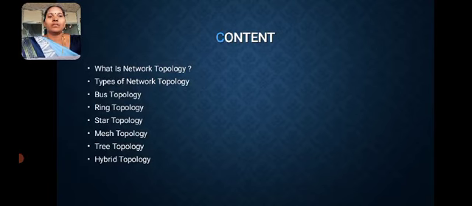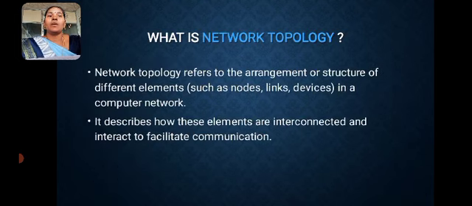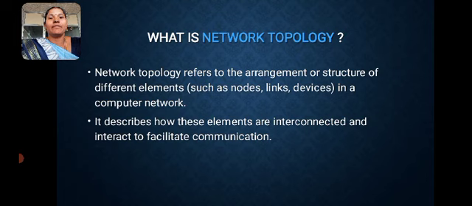What content do we need to discuss? First of all, what is network topology? Then the types of network topology. There are various types of topology. What is network topology? As I already told, topology refers to the arrangement or structure of different elements, such as nodes, links, and devices in a computer network. It also describes how these elements are interconnected and interact to facilitate communication.